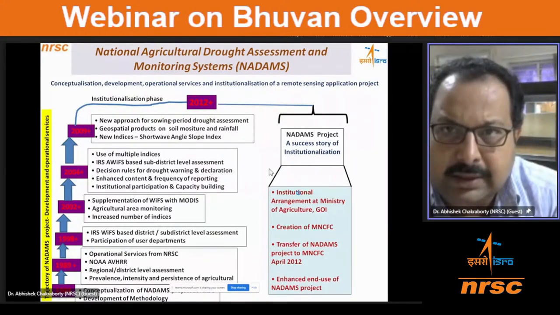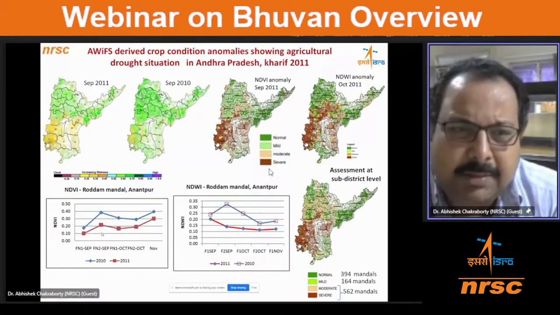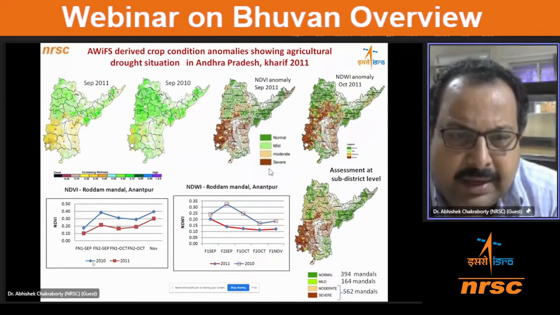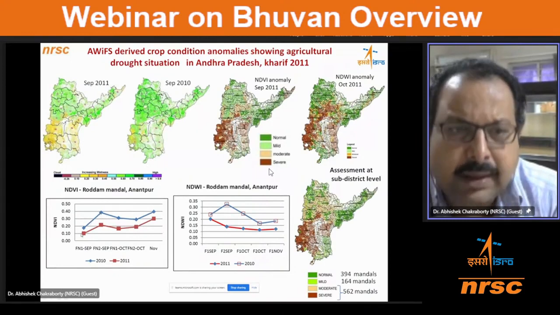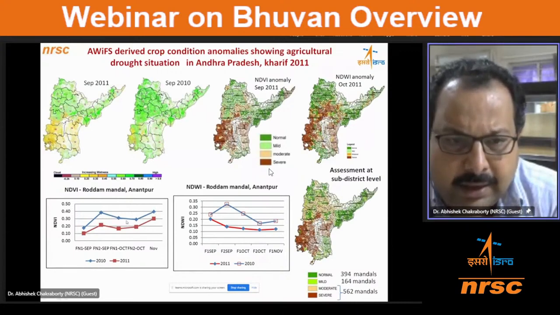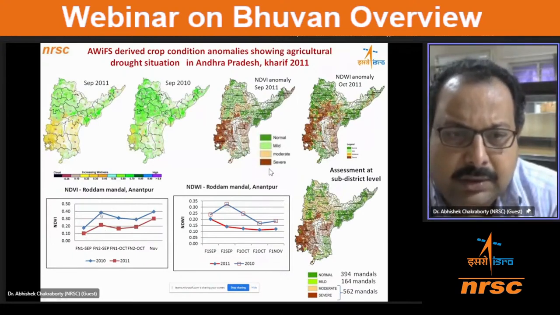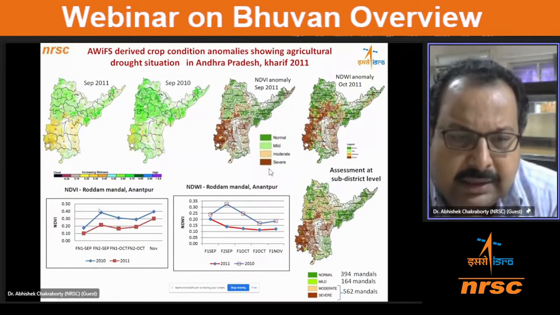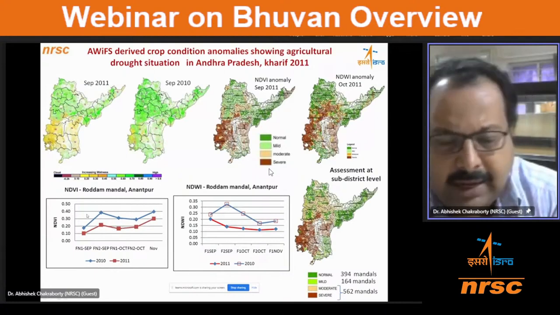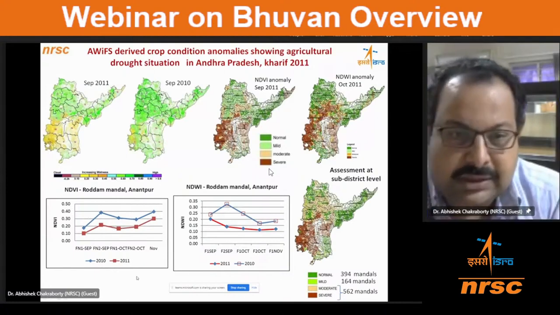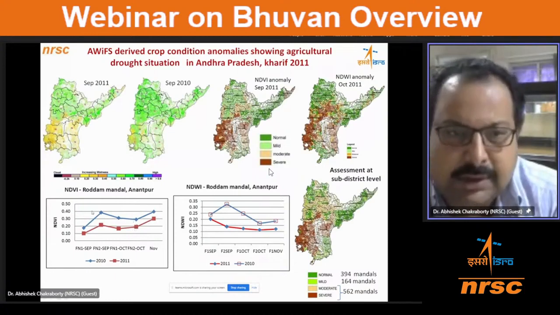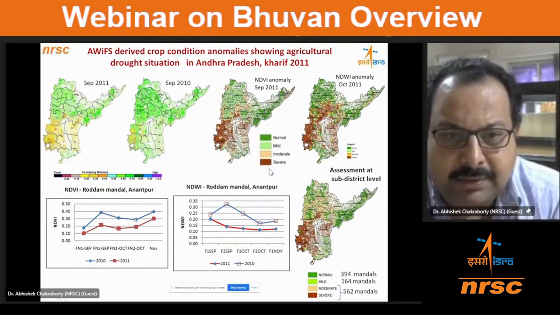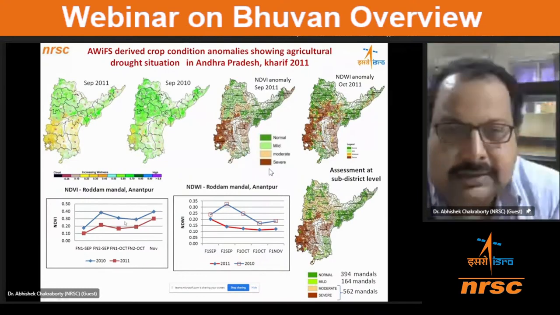So this is NADAMS. In a nutshell, there is a lot of complexity, but what we generally do, say for example, in a normal year, we see the progression of the crop vegetation index, what is called NDVI. If it is following this particular curve for a normal year, and for the current year it is deviating for any reason, we basically flag it. Based on this indication and corroborating with other parameters like rainfall, sown area progression, the wetness of the crop, and of course ground truth, we declare whether this particular area is having drought or not.